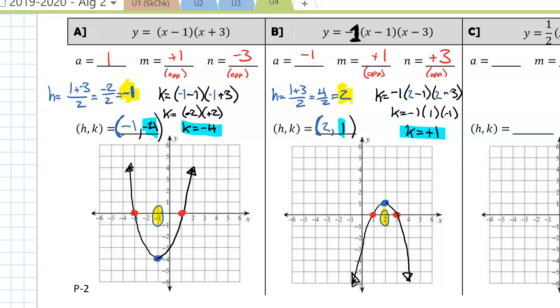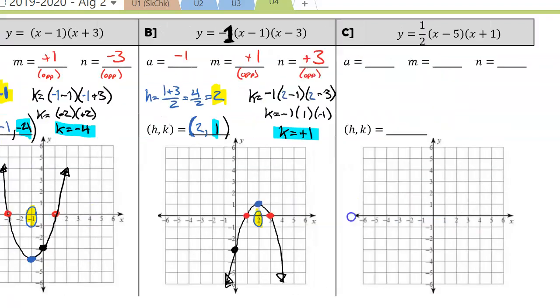An easy one to find would be the y-intercept, letting x equal 0 in the equation and then finding it. In example A, it ends up being -3, and in B, it ends up being -3 as well. Don't need to have these other points, but if we're looking to be a more accurate graph, that doesn't hurt. Let's take a look at example C.